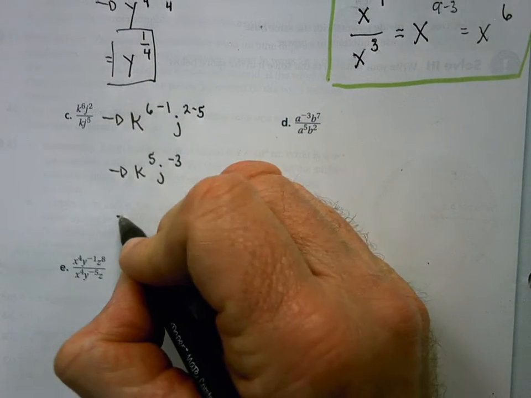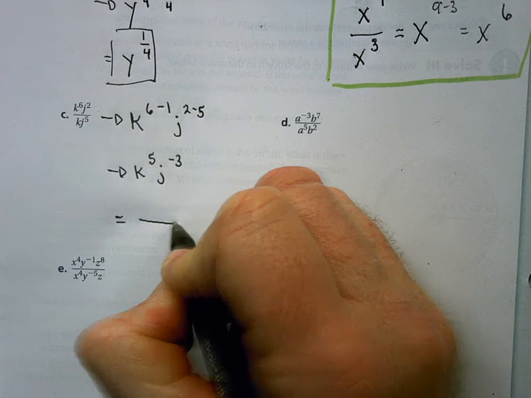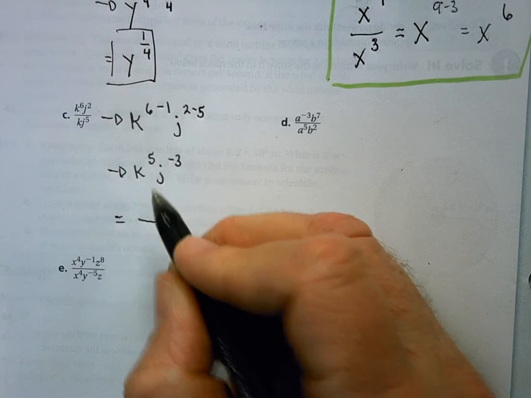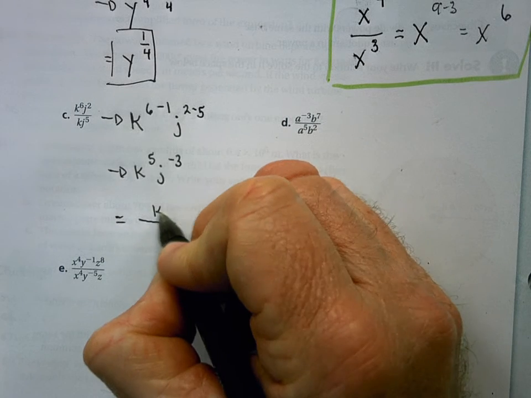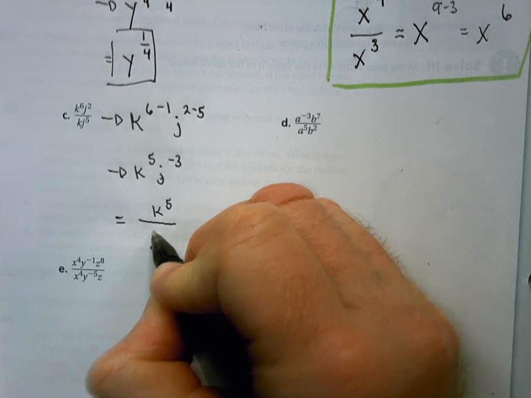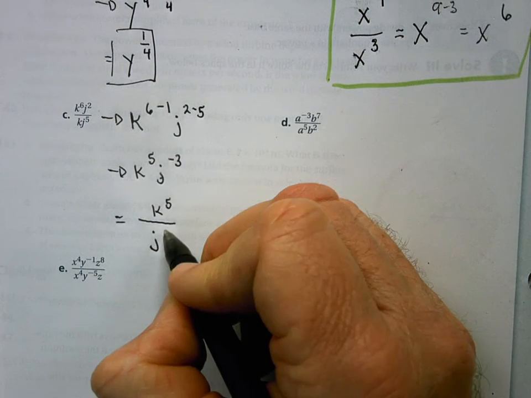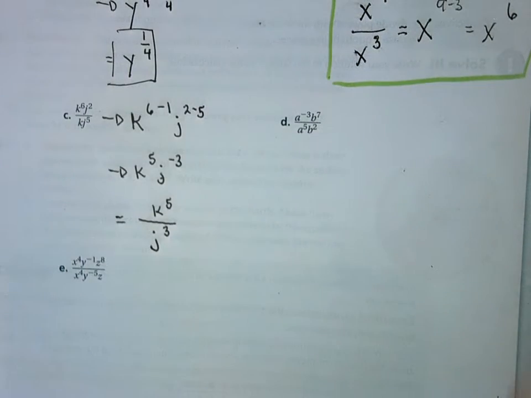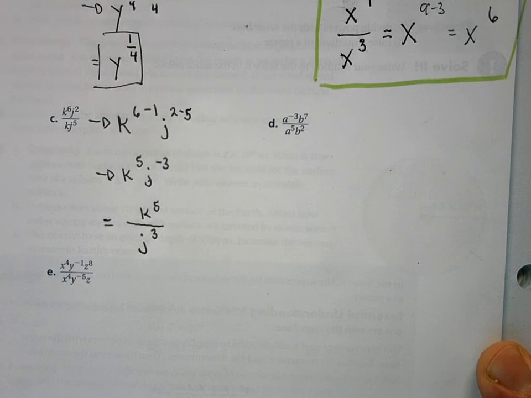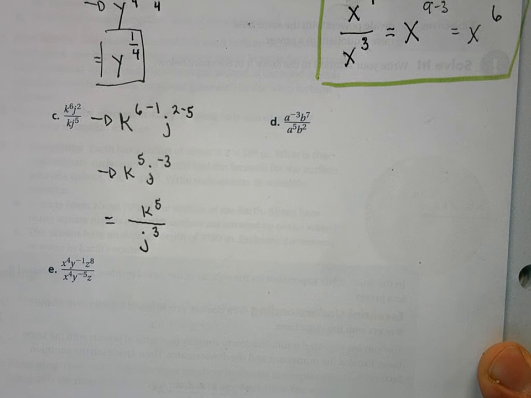So when I write my final answer, I'm going to have a fraction. Where's the k to the 5th going to be? On the numerator, the top of the fraction. And then you're going to move the j down to the denominator, the bottom of the fraction, but then the negative 3 becomes a positive 3. So simplifying this, k to the 5 over j to the 3.